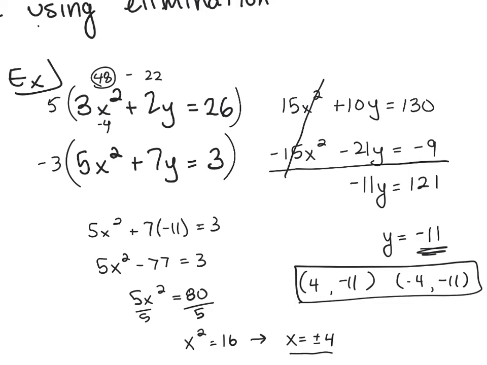Now the bottom equation, if x is 4 here, 4 squared is 16, and then 16 times 5 is 80, 7 times negative 11 is negative 77, and that's equal to 3. And if we had plugged in a negative 4 right there, we would have also got 80. So it looks like both points satisfy both equations.